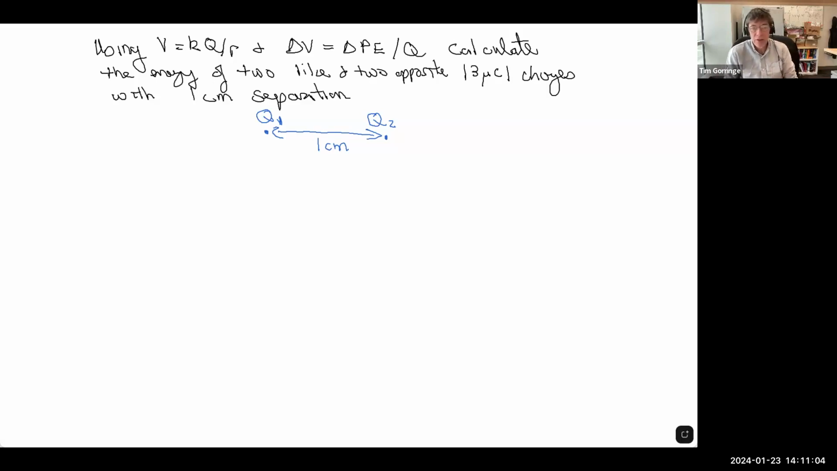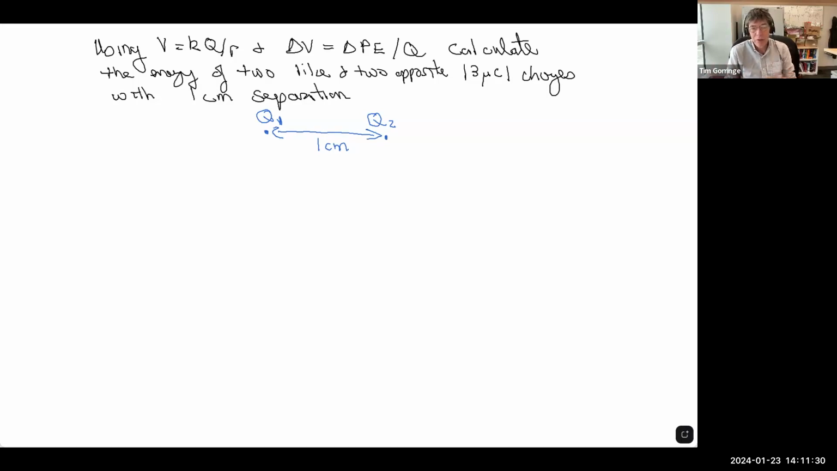The other equation that we're going to be using is the electrical potential of a single point charge. We met the equation for the electrical potential of a single point charge. It's K, the Coulomb constant, times the charge, divided by the distance from the charge. And we normally write that as V equals KQ divided by R.